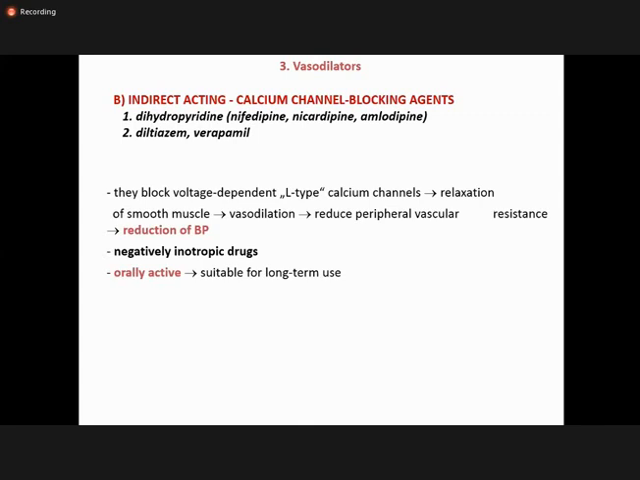Negatively inotropic drug. This is important. What does it mean? If a patient has heart failure, in heart failure we require a positive inotropic agent. So these drugs are going to further slow down the heart activity. So we have to be very, very careful when giving them to heart failure patients. Orally active, suitable for long-term use.